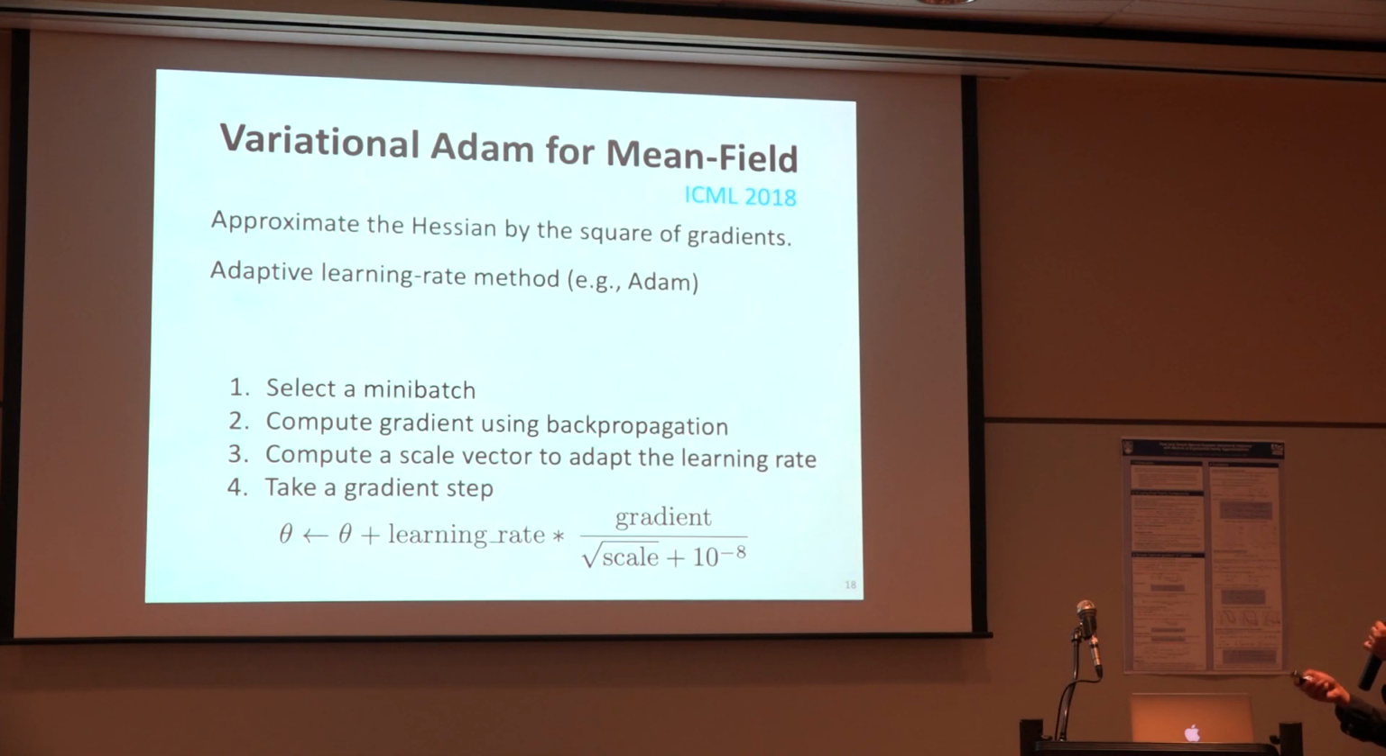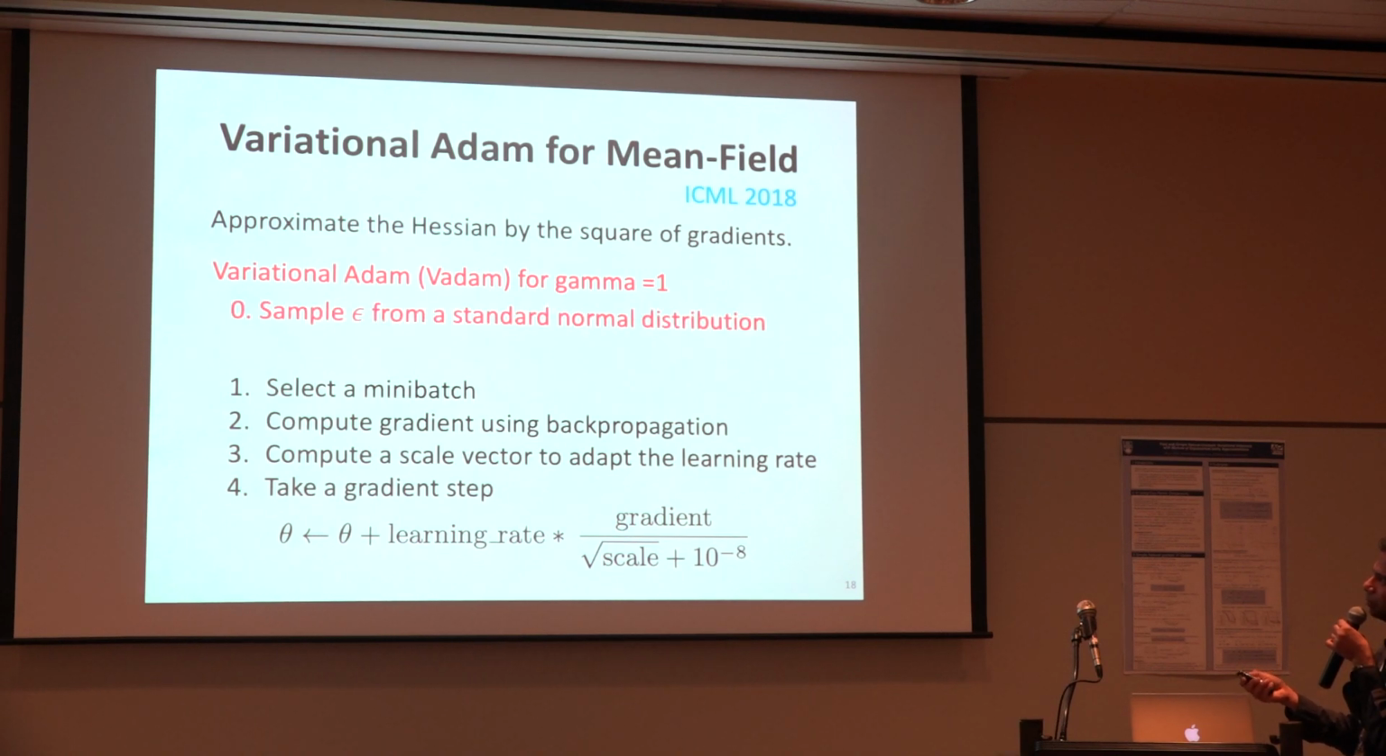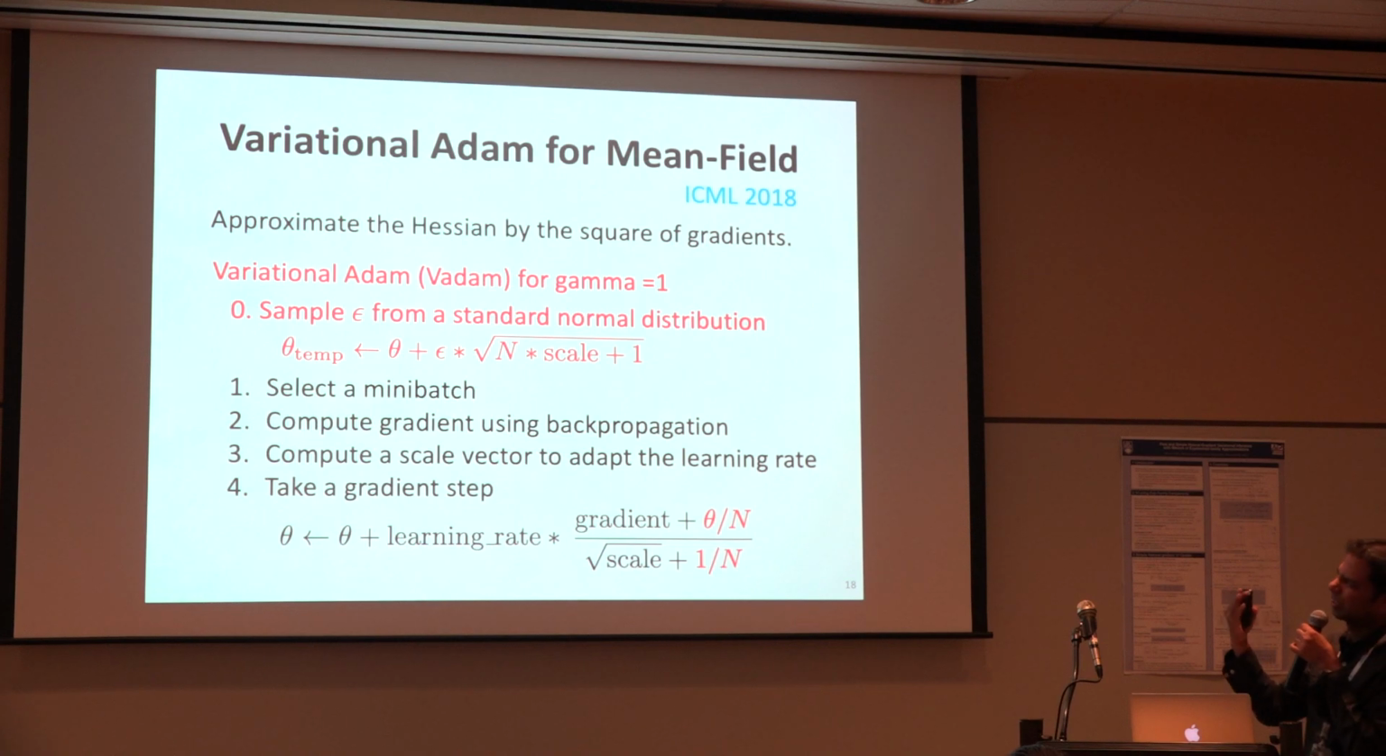Okay, so in Adam you compute the gradient by using backpropagation, then you take a gradient step, adapt the learning rate by using the scale, and so on. But my point is that you can make small changes, and we get this method that we call Variational Adam. You just change 3 lines. It's actually 2 lines. You add some noise to your parameter, just perturb it slightly, and you get a temporary parameter, and then you run backpropagation on that. With this simple change, if you continue running this algorithm for some time, this quantity will converge to the mean, and this quantity will converge to the variance.